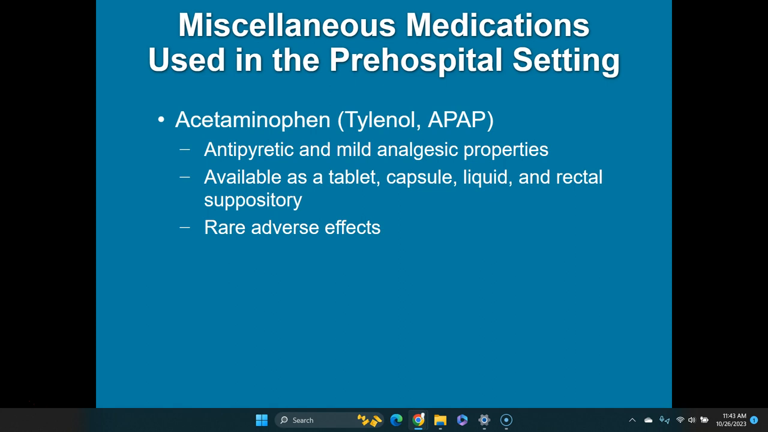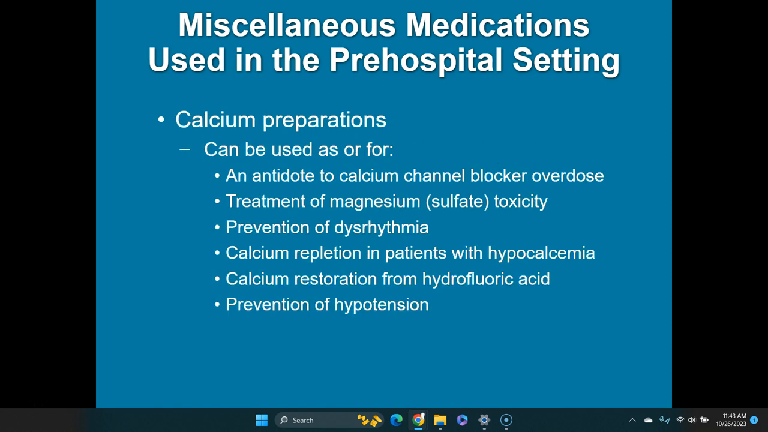They make an IV formula for that, and it's pretty good for analgesia. It's less risk of potential abuse than fentanyl or morphine. So some systems have switched to a non-narcotic pain control system, so they don't carry morphine or fentanyl. They only carry maybe Tylenol or something like that, and just give it in IV form.